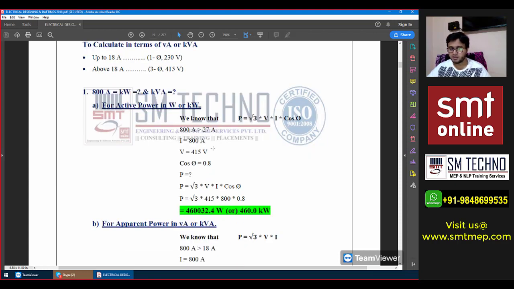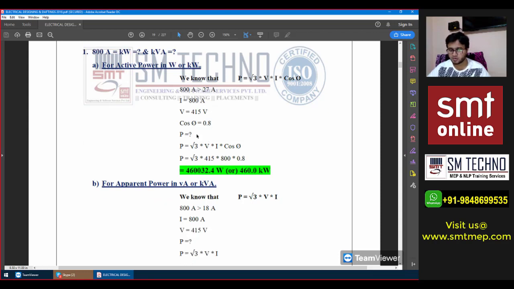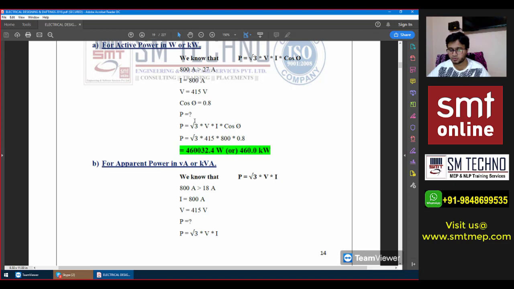So I equals 800 amps, voltage is 415, cos phi 0.8. We have to find the P value. P equals root 3 VI cos phi, so P equals root 3 for the three phase, voltage 415, current 800 amps, cos phi 0.8. Based upon this, how much load are we getting? 460.0 kilowatt of load.